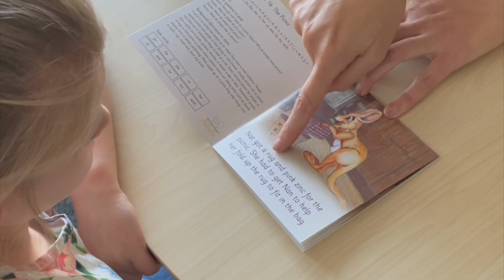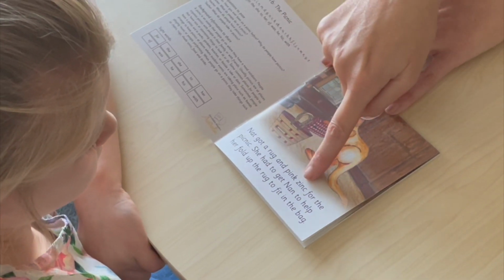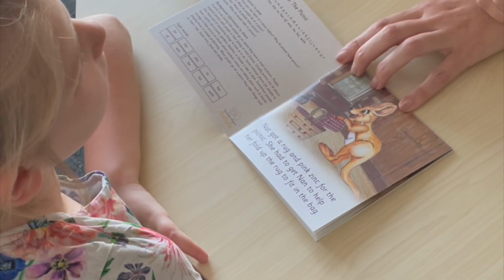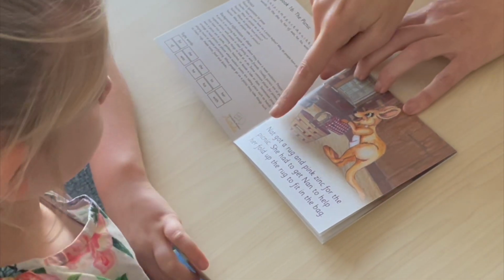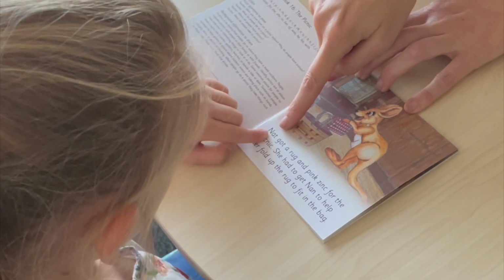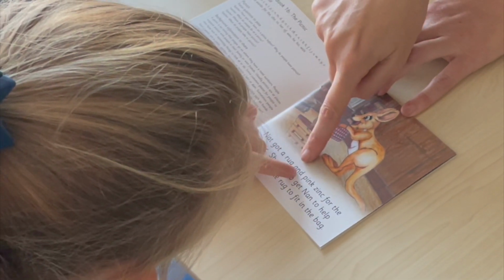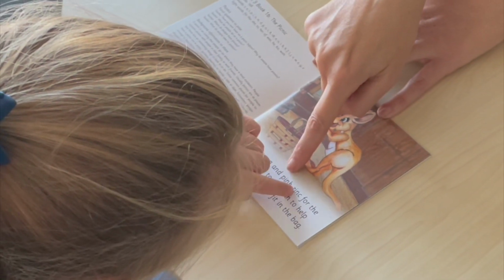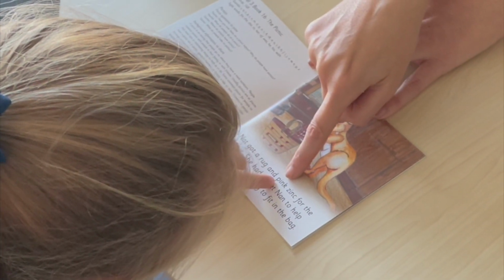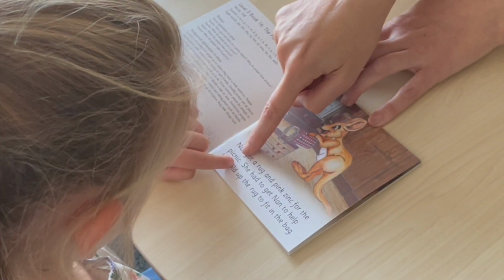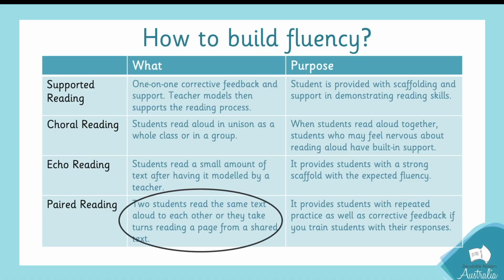Nat got a rug and pink zinc for the picnic. Can you have a turn now? Just that's one sentence. Nat got a rug and a pink zinc for the picnic. And lastly, paired reading.